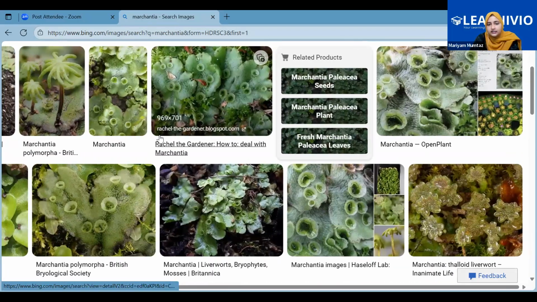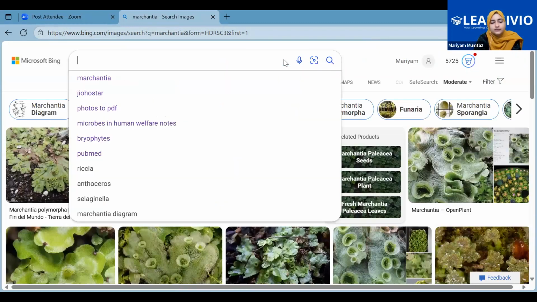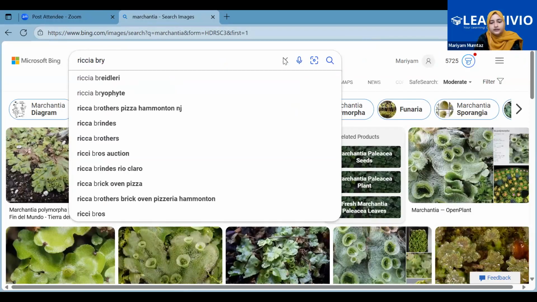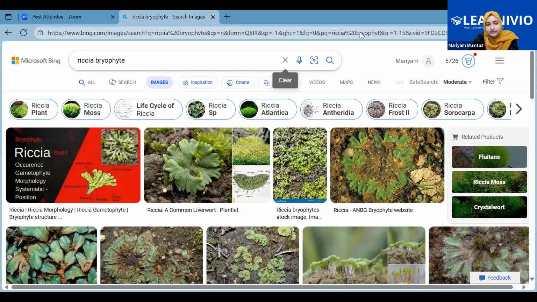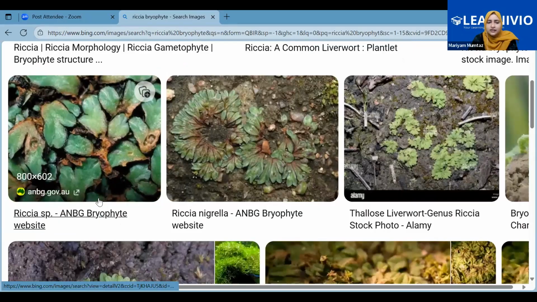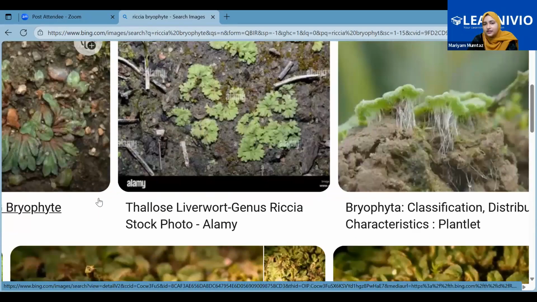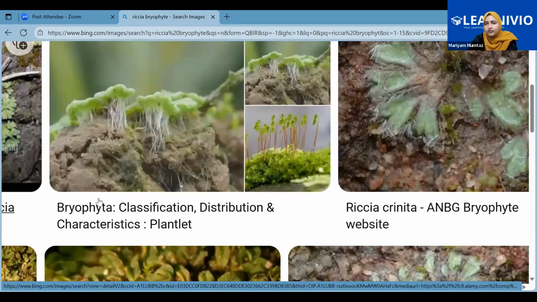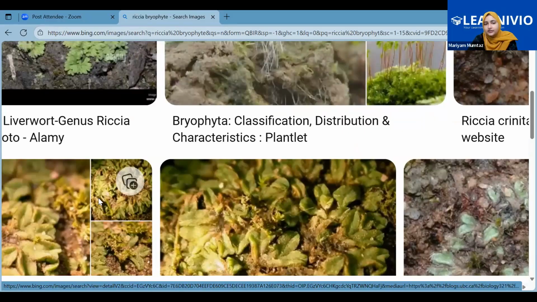Now the next organism that we had to discuss was Riccia. This is Riccia. There are different species available, so not every single species is going to look the same, but this is a rough idea of how they look. Clear, students?